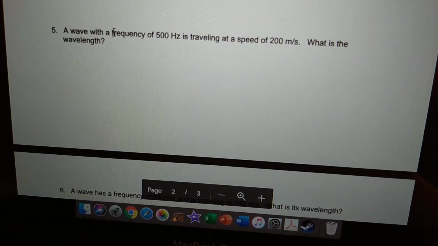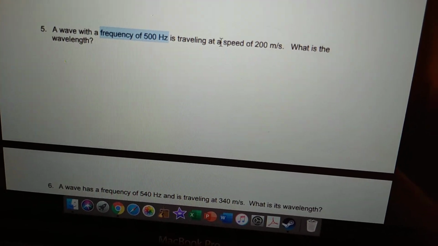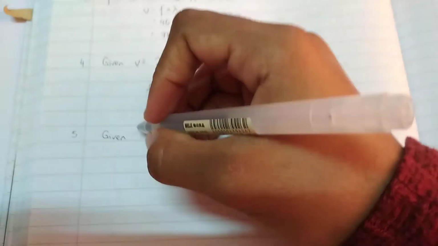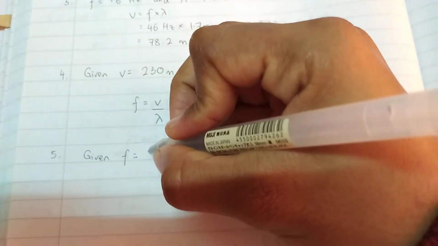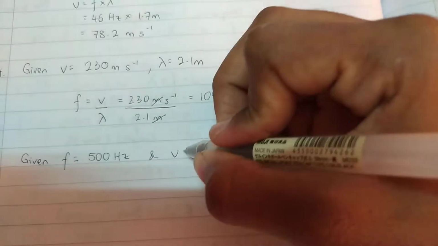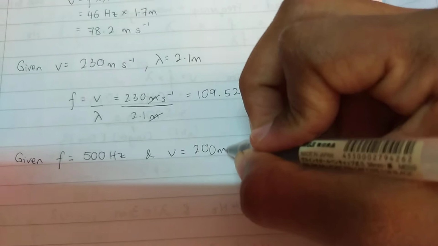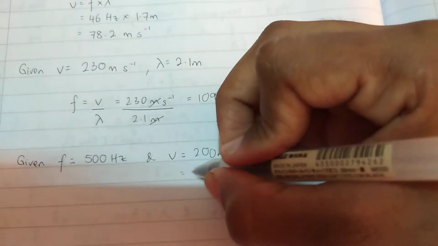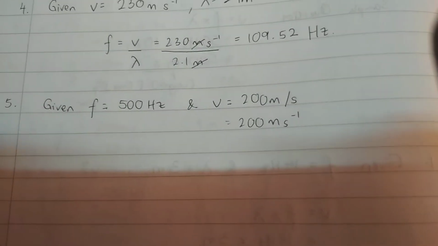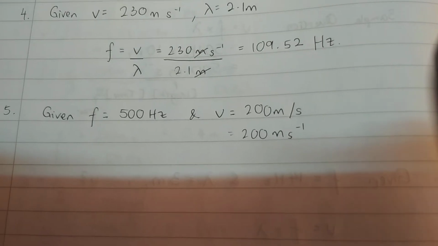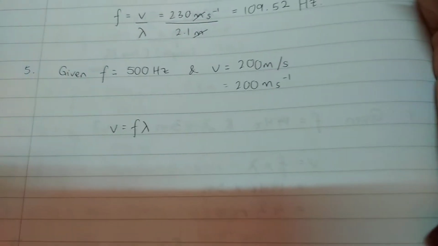Okay, a wave with a frequency of 500 Hertz is traveling at a speed of 200 meters per second. This question is different. Okay, they have given you the frequency is 500 Hertz and they have given you speed is 200 meters per second. Or you would write it as 200 meter per second, same thing. Now the question is different because they've given you frequency, but they want you to find wavelength. So you're going to do the same thing like earlier. You have this formula to start with.